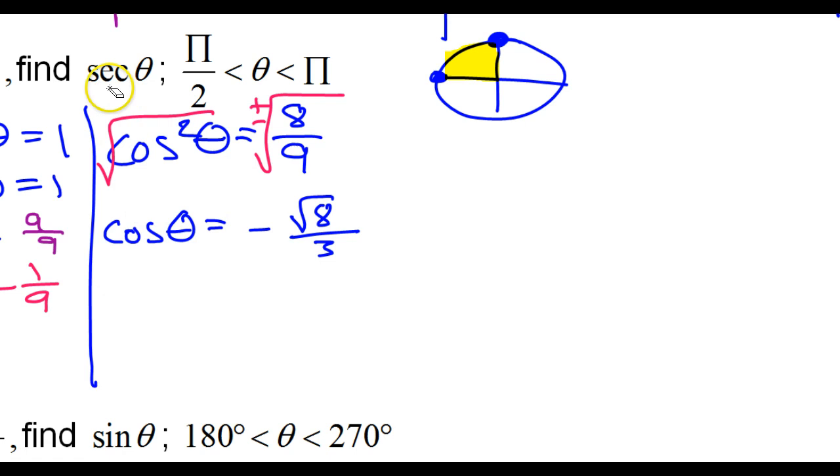But what we really want is the secant function. So knowing that the secant is the reciprocal of the cosine function, then we're just going to take this reciprocal. So that'll be negative 3 over radical 8.